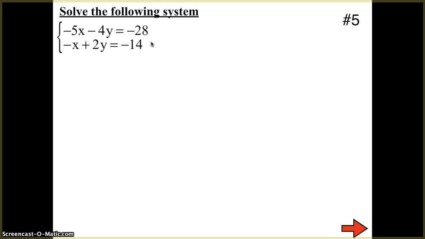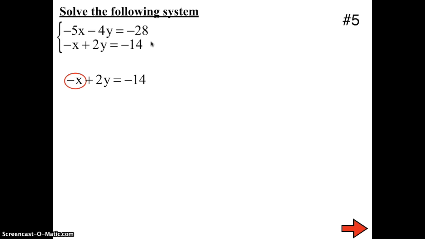So now that I've decided which variable to isolate, I'm going to go ahead and do that, which means I'm going to circle my x term to determine what needs to stay. I'm going to get rid of the positive 2y that's keeping the x from being isolated. So I'm going to subtract 2y from both sides, leaving me with negative x equals negative 2y minus 14.